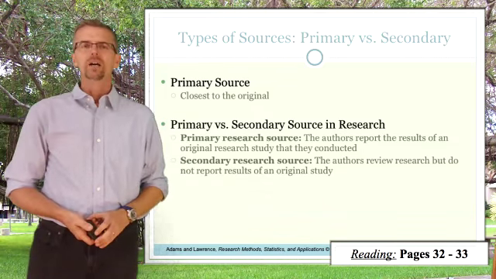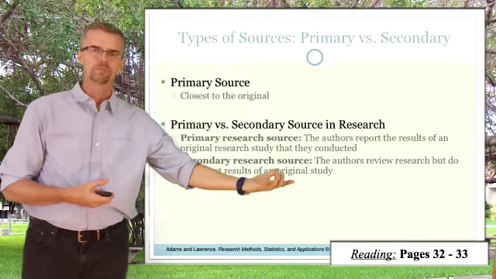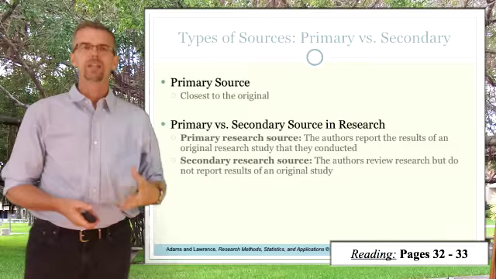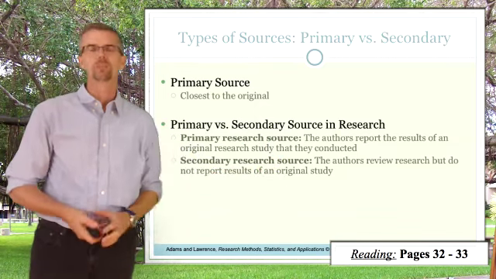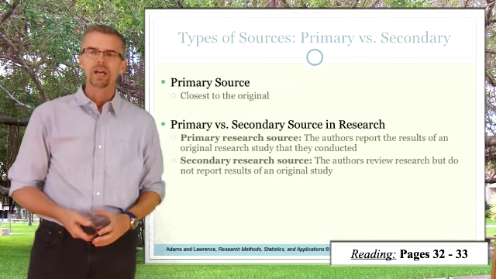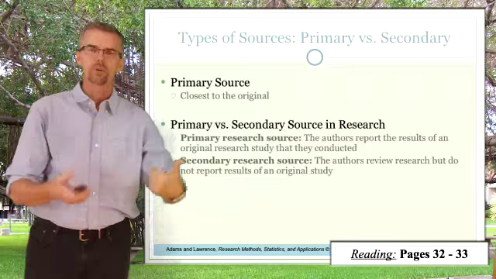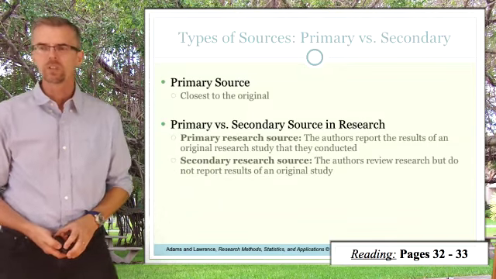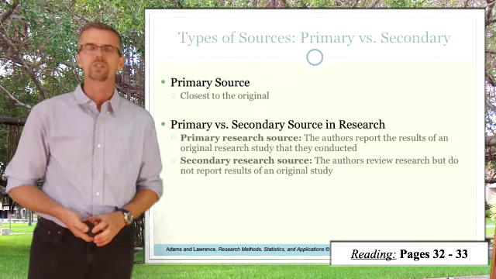So you can go to a primary source when you are doing your research. And that is the source, the research that has been written up by the person who did the primary research. Secondary sources are people who have compiled in other ways, and so we'll get through that. In secondary research, the authors review research but do not report results of an original study.